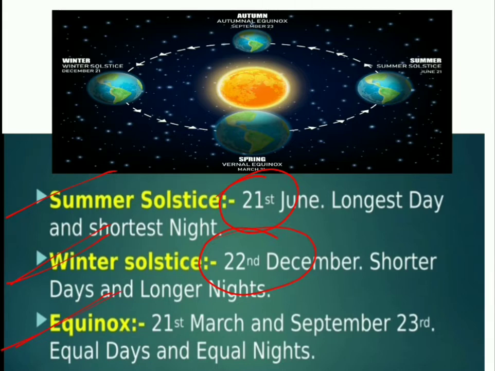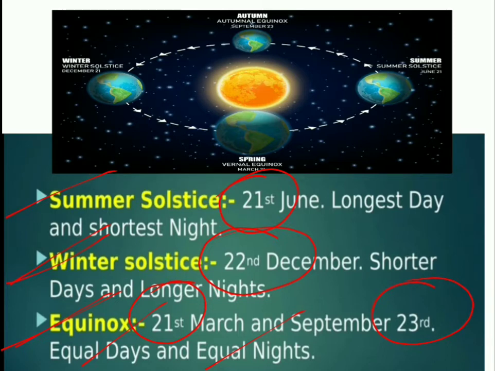So what about the equinox? Equinox means equal. So which are the equal? The days are equal and nights are equal. Days are equal means 12 hours of day and 12 hours of night. So when the earth experiences equal day and night on 21st March and 23rd September, on 2 days of the year, the earth experiences equal day and equal night. So this is called the equinox.